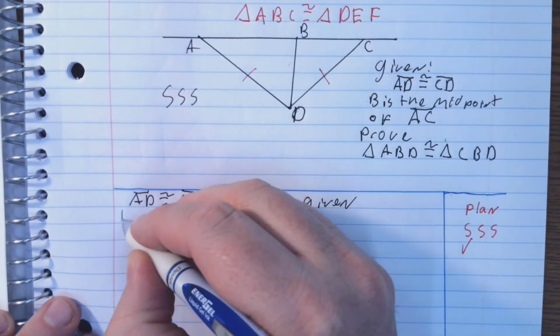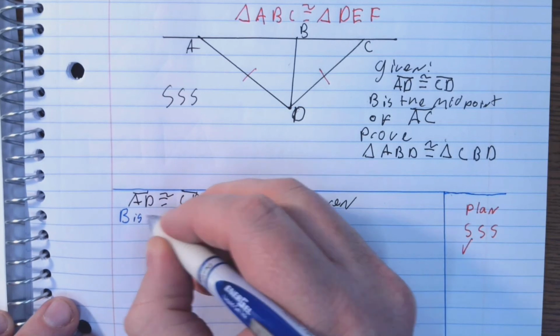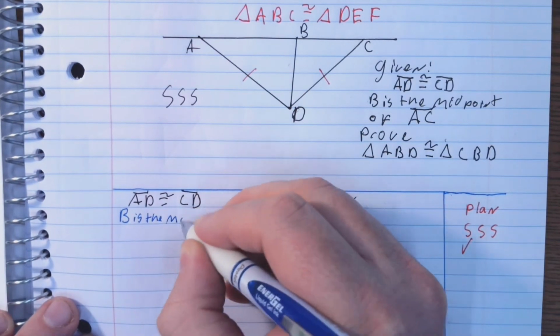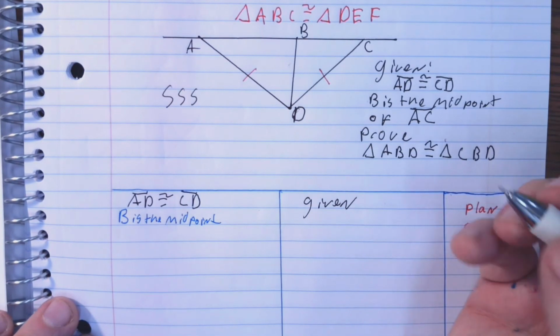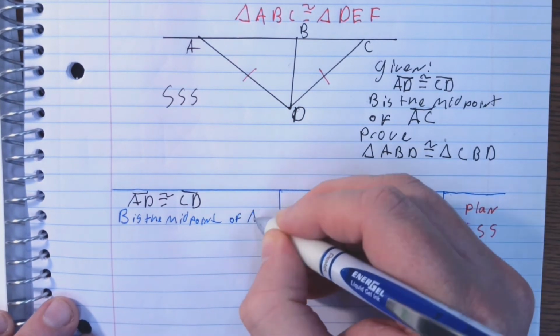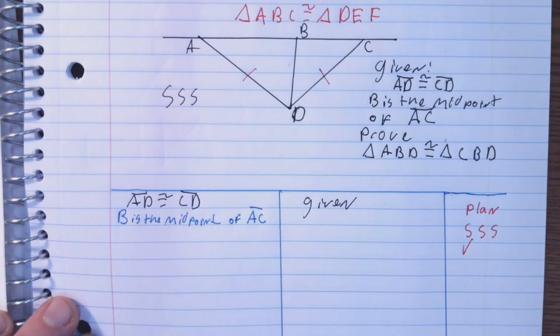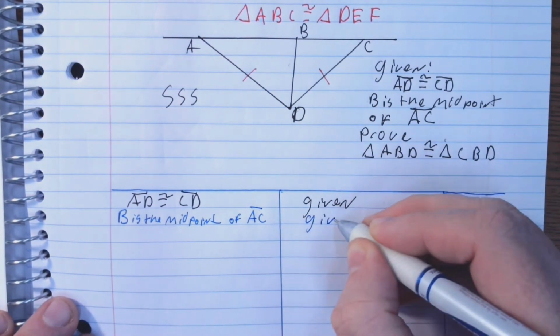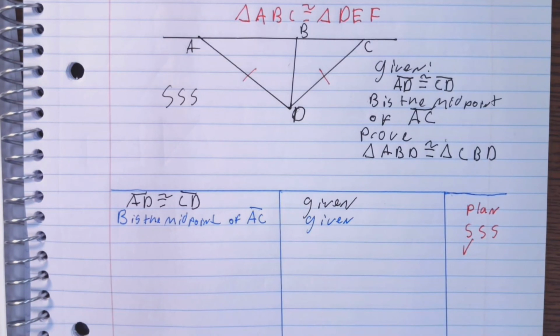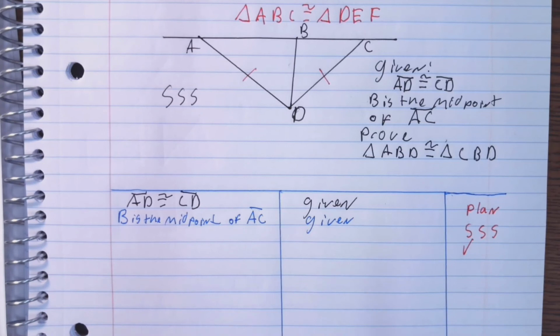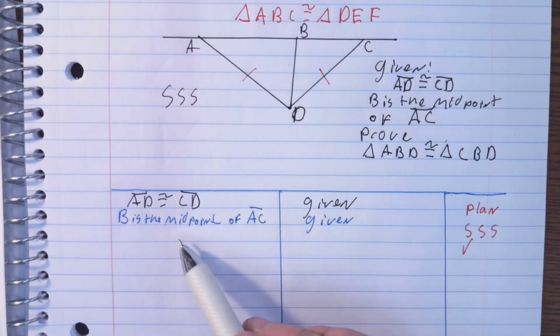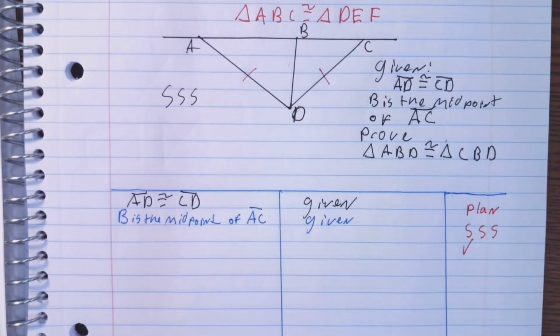Okay. B is the midpoint of AC. Okay, that's given. I don't really have to write given twice, but I felt like it. That doesn't actually give me anything. I have a word. And hopefully you've heard me say that if I got a word, I'm going to have to change it into some kind of mathematical statement using the definition. So I'm not ready to do that yet.